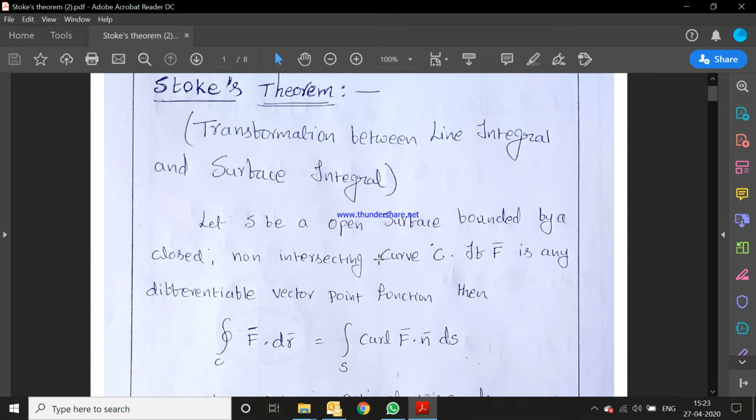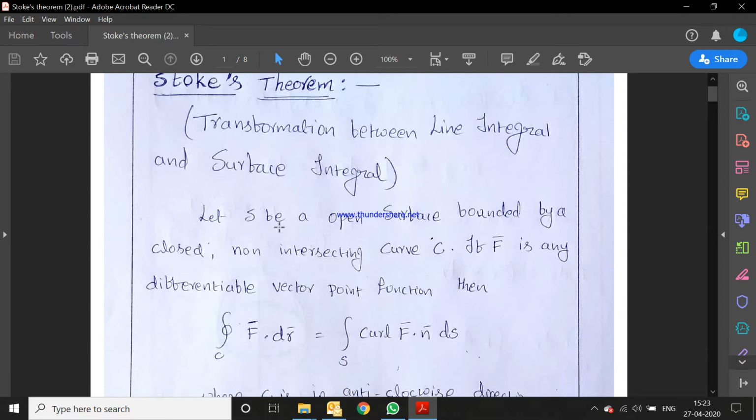Going to the formula for the Stokes theorem: let S be an open surface bounded by a closed non-intersecting curve C. Here we are taking the surface as open and the curve as non-intersecting, meaning it's a simply connected curve, so that is called C.